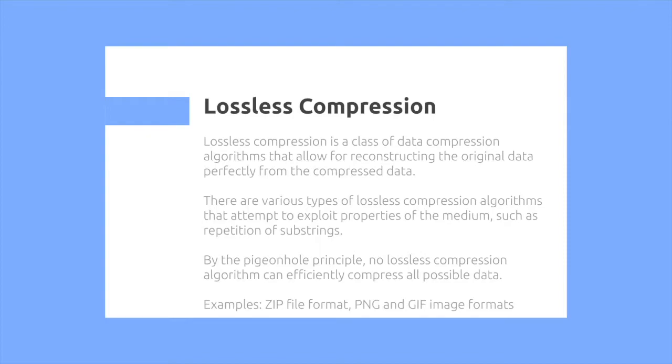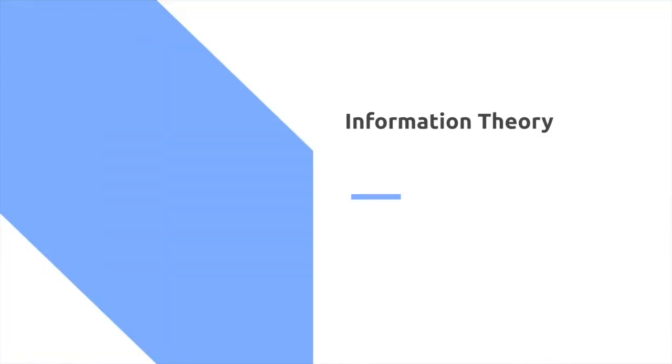Examples of lossless compression algorithms we use include zip files, PNG, and GIF image formats.